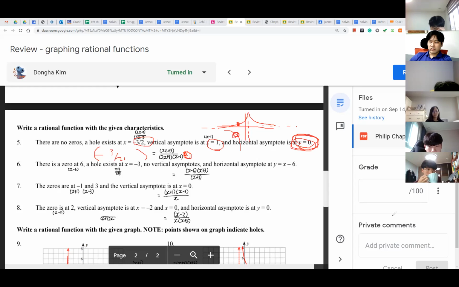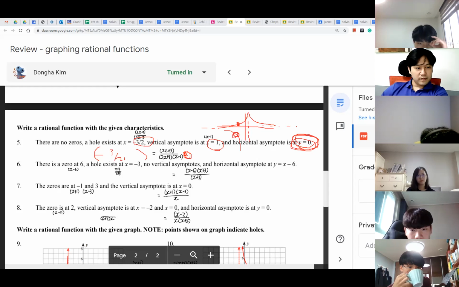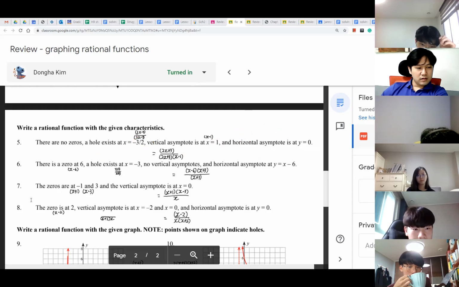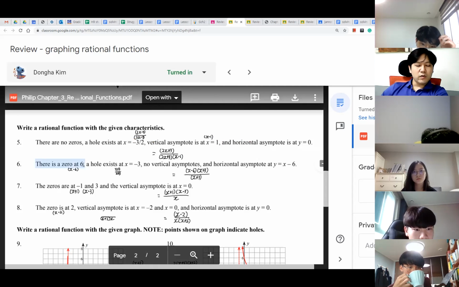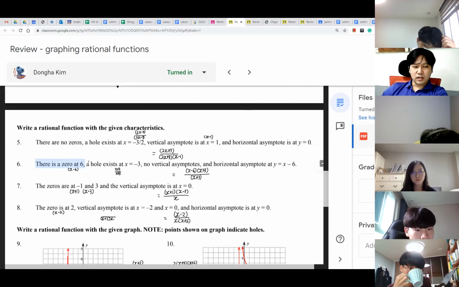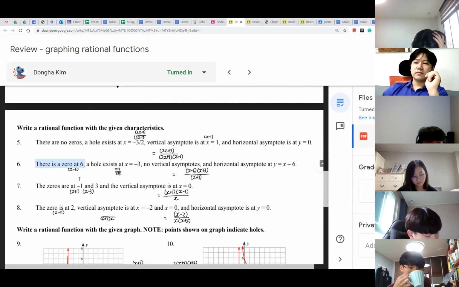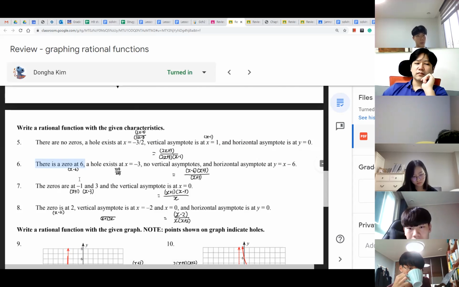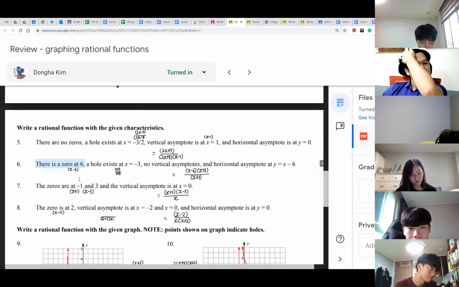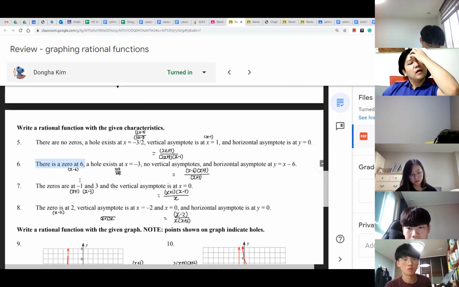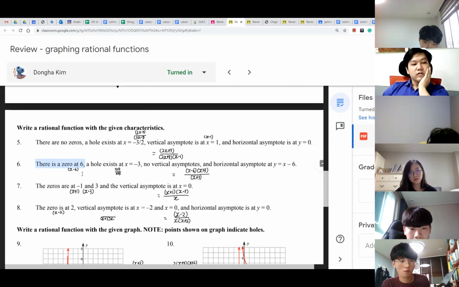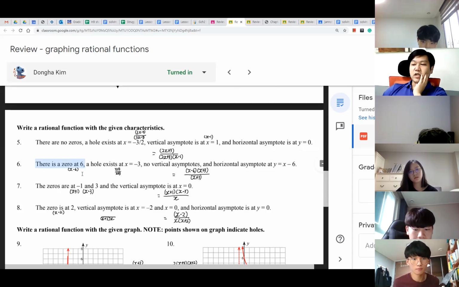Next one, you guys solve it for me. Okay, so there is a 0 at 6. Jessica, what does that mean? There's a 0 at 6. It means that the x-intercept is 6. Good job. X-intercept at (6, 0).